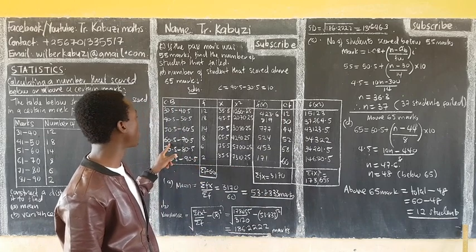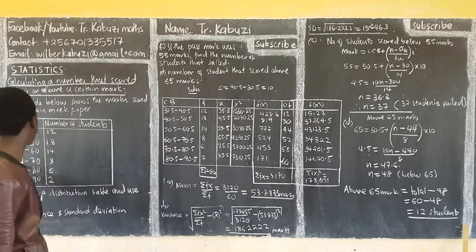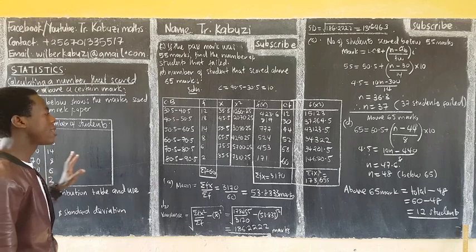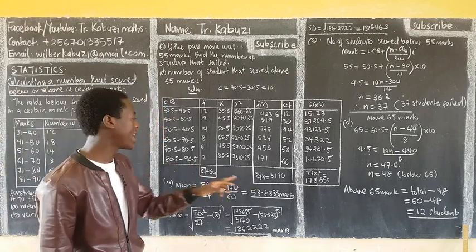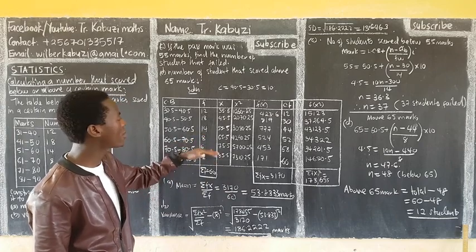Because these ones are starting from 60. This class was starting from 61 to 70. They are those who scored from 61 to 64. That's why the number there is bigger than the one below. But that's how you check.